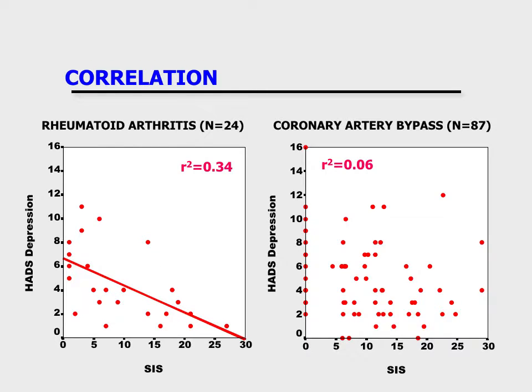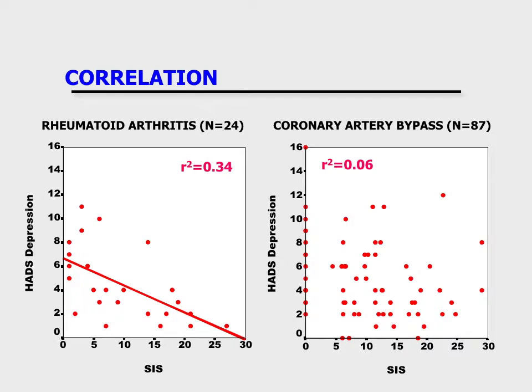Now, let's take a look at another sample of people with coronary artery bypass. These are 87 people. Again, the sample size is larger, but take a look at the correlation. It's much, much lower, basically saying there is no association between depression scale scores and suicidal intent. Here, at least, you see a pattern on the left. Here, there is absolutely no pattern.